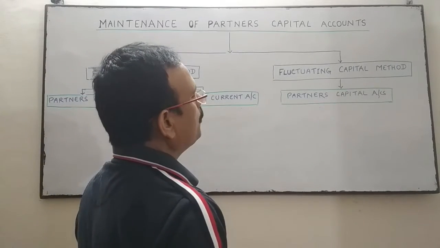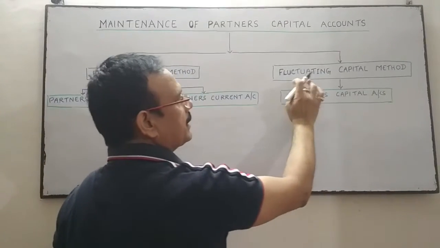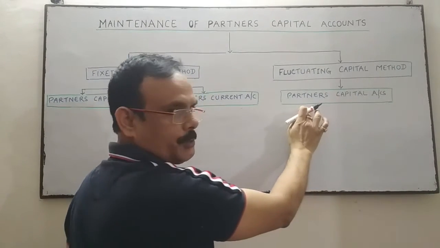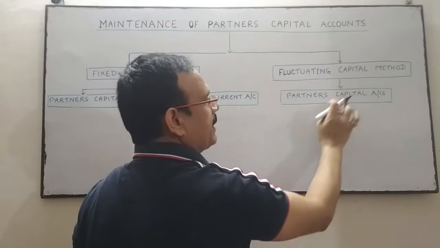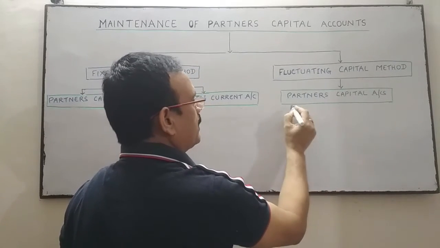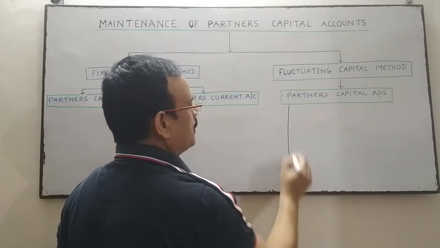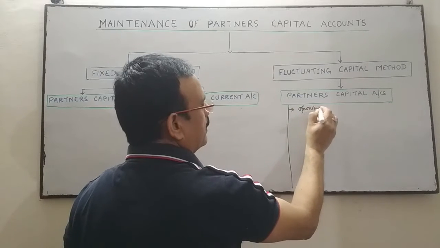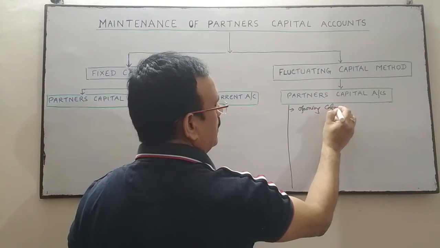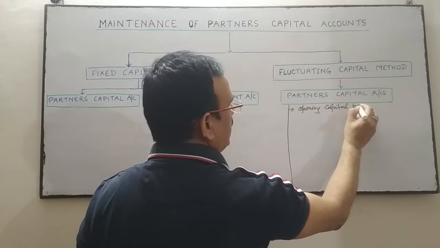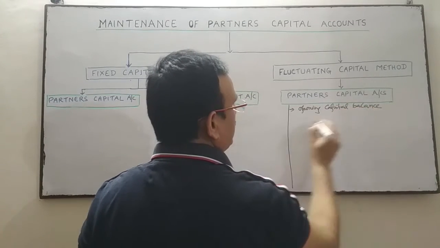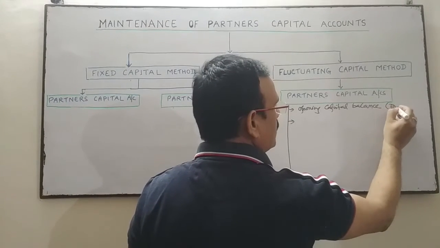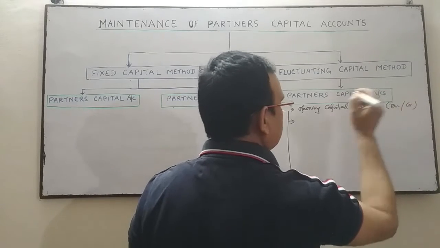Okay. Now the fluctuating capital method. Only one account will be operated under the fluctuating capital method, only one account, partner's capital account. Under this account, opening capital balance. This balance may be the debit balance or it may be the credit balance.